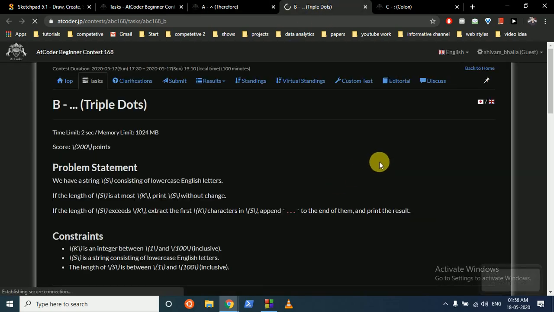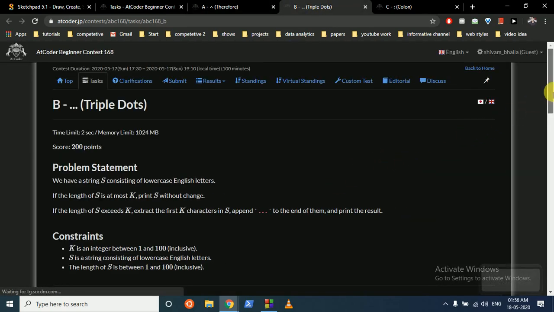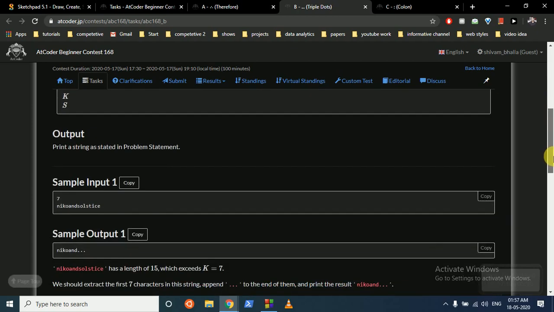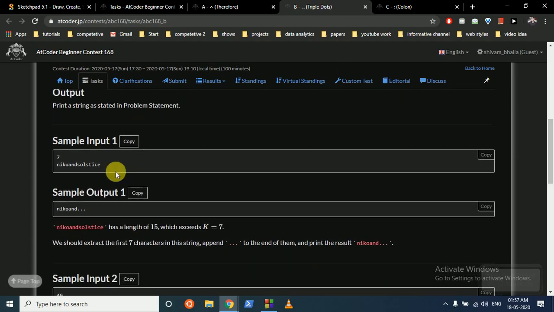Now let's move on to the second question. The second question is also very simple. We have a string s consisting of lowercase English letters. If the length of s is at most k, print s without change. If the length of s exceeds k, extract the first k characters of s and append dot dot dot. Which you can understand more easily with the example.